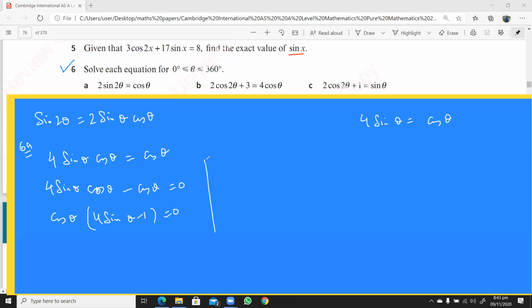And out of this, you now have two equations. One is going to be cos theta equal to 0, and the other is going to be 4 sine theta minus 1 equal to 0. So now you know that cos is 0 at 90 degrees and 270 degrees. And then sine theta is 1 over 4. So please tell me what is sine inverse of 1 over 4. Tell me quickly, sine inverse of 1 over 4.